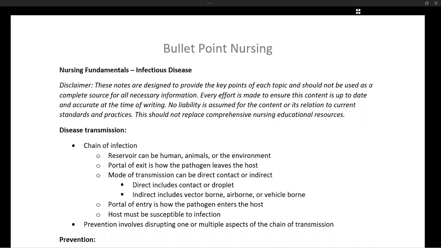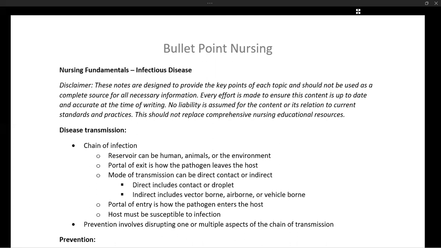First, there has to be a reservoir, which is where the pathogen is held. This can be a human, an animal, or the environment. Next, the pathogen has to exit that reservoir in order to travel to infect someone else. That is called the portal of exit, and it is how the pathogen leaves its host.